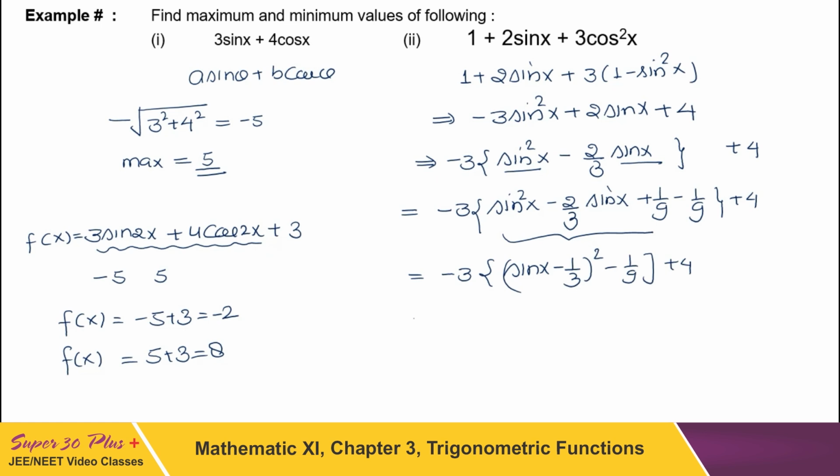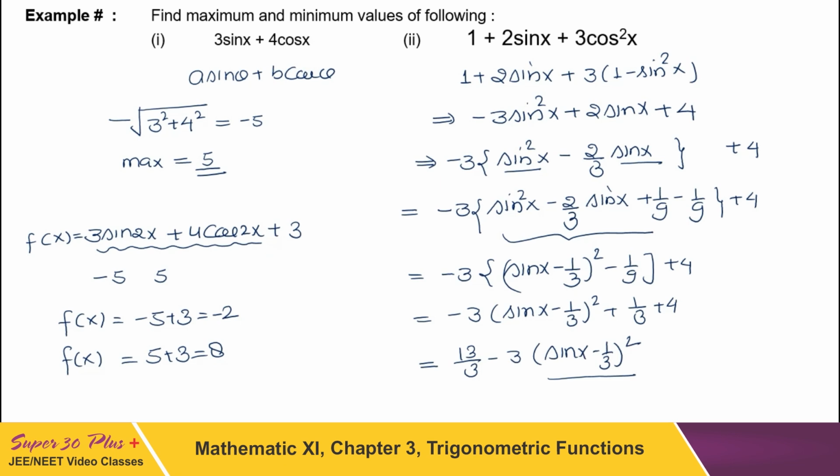Now again simplify it. It is minus 3 times (sin x minus 1 by 3) whole square plus 3 by 9, which means 1 by 3, plus 4. After simplification, we can write it as 13 by 3 minus 3 times (sin x minus 1 by 3) whole square. This is a perfect square. As we know, the minimum value is obtained when this perfect square is 0.